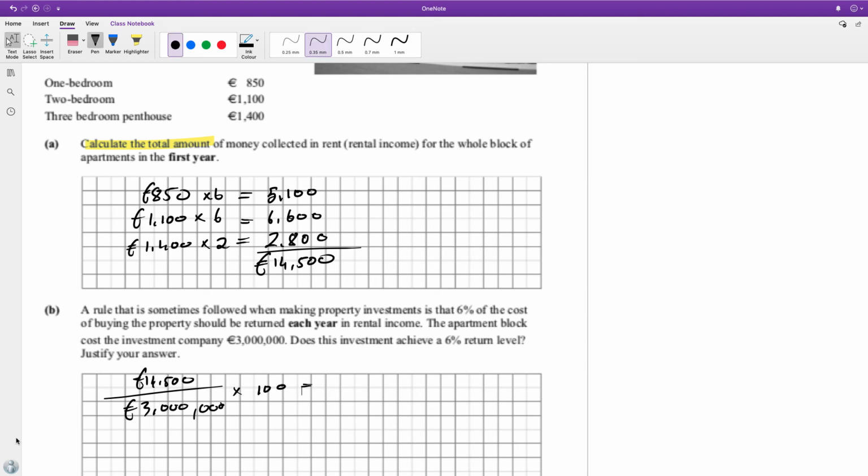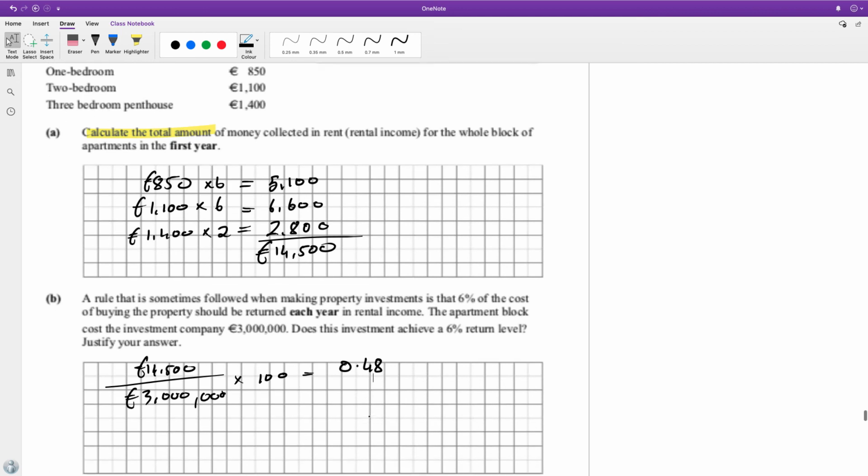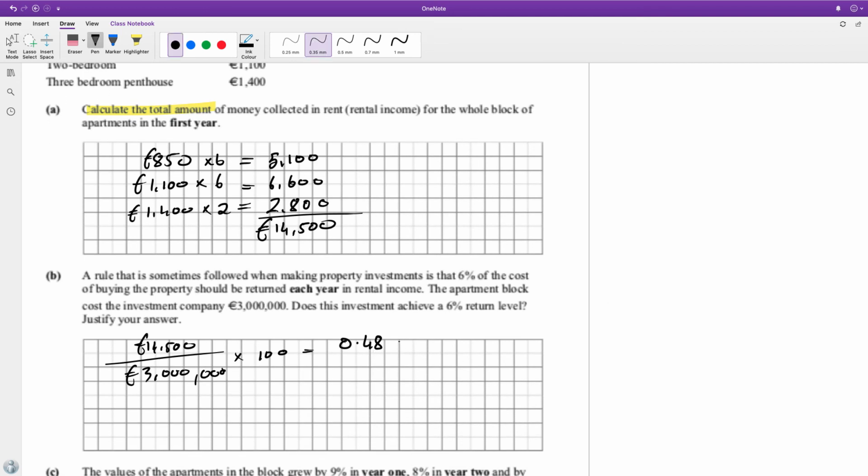Sorry? 14,500 over 3 million, multiplied by 100, we get 0.48. It's not even 1%. Have we answered the question right now?